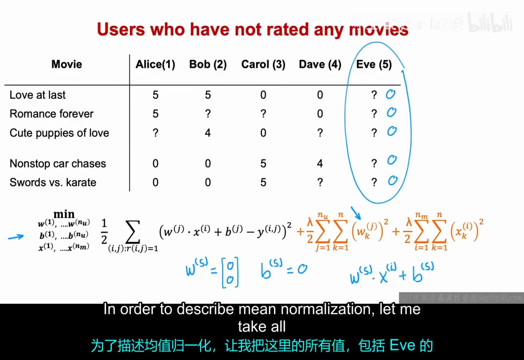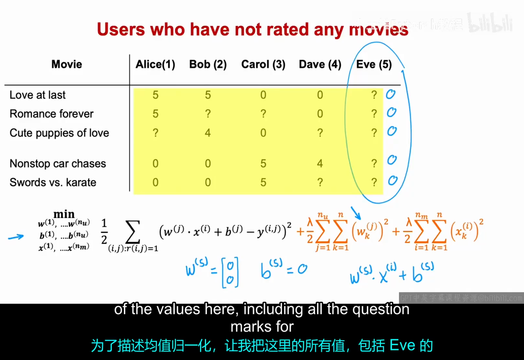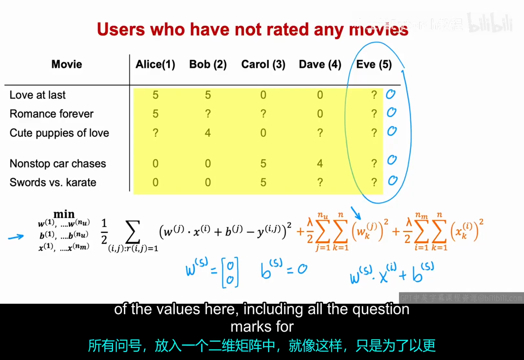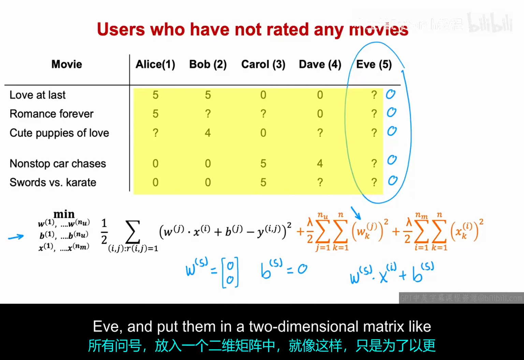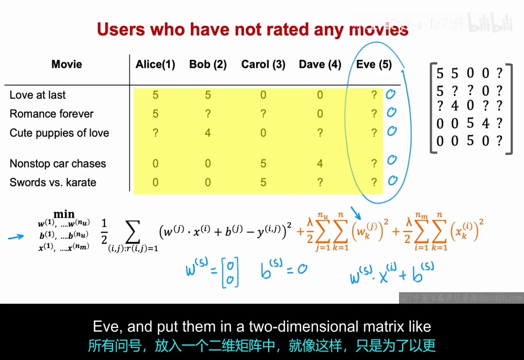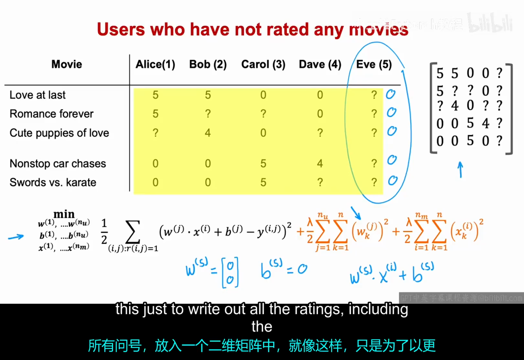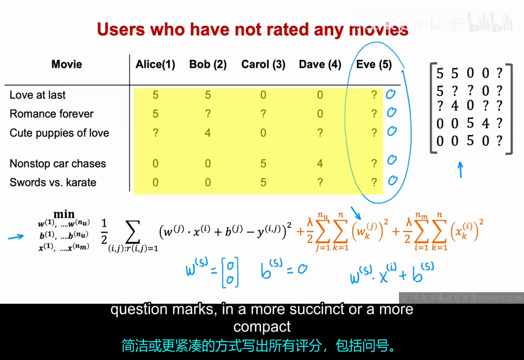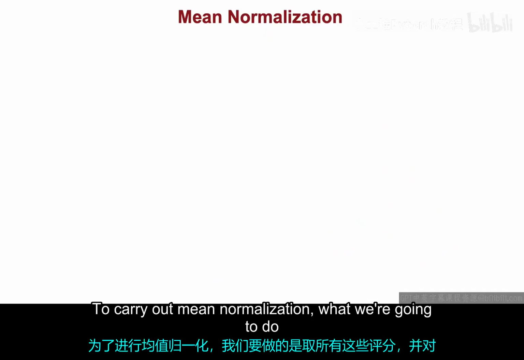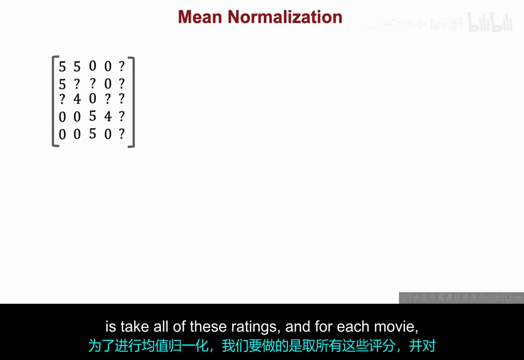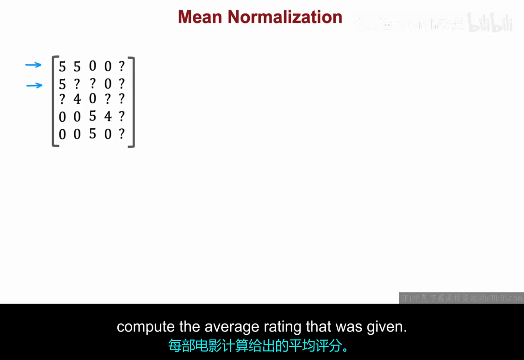In order to describe mean normalization, let me take all of the values here, including all the question marks for Eve, and put them in a two-dimensional matrix like this, just to write out all the ratings, including the question marks, in a more compact way. To carry out mean normalization, what we're going to do is take all of these ratings and for each movie, compute the average rating that was given.